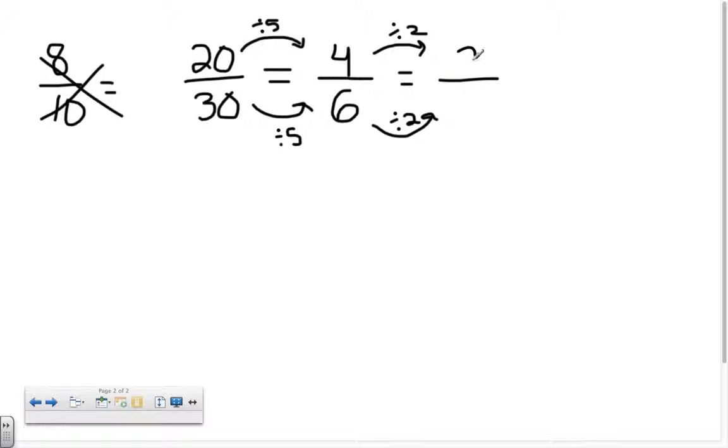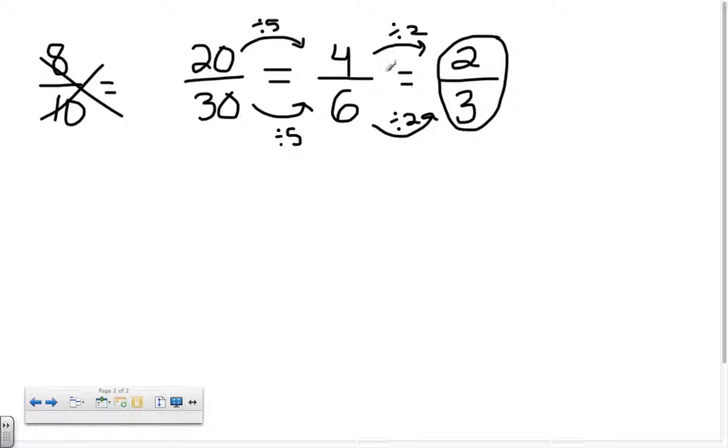And 4 divided by 2 gives you 2, and 6 divided by 2 gives you 3. Now I know I'm done because 2 is a prime number and 3 is a prime number. There's nothing else that these two share that could make them any lower, so 2/3 would be the lowest. So this is kind of an example of if you don't use that greatest common factor, it's okay. You just have more steps.